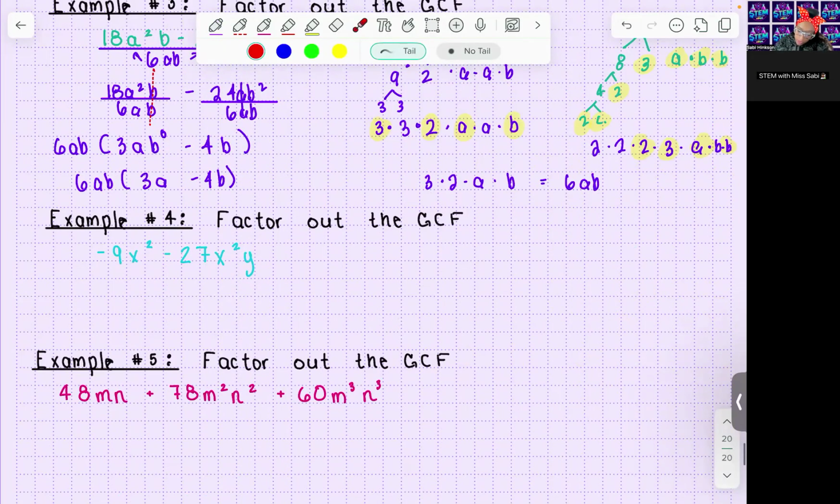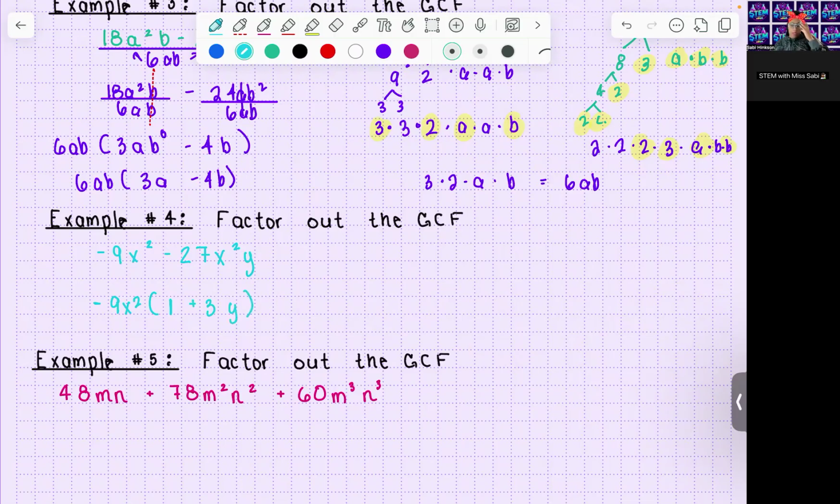All right, quickly, I can see what this is without even doing a factor tree. If I take out a negative 9x squared, then what I'm left with in the brackets is a positive 1 and positive 3y. If I want to check that back, negative 9x squared times 1 is negative 9x squared. Negative 9x squared times 3y is negative 27x squared y. Okay, so I'm able to see those things right away.